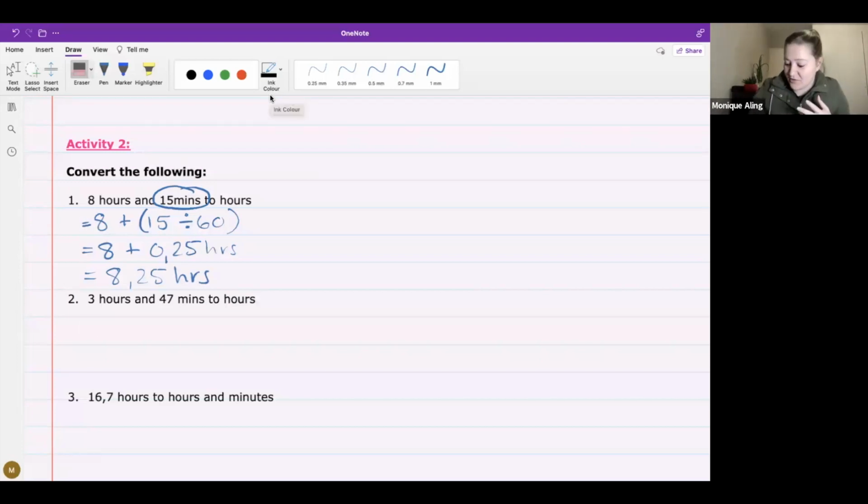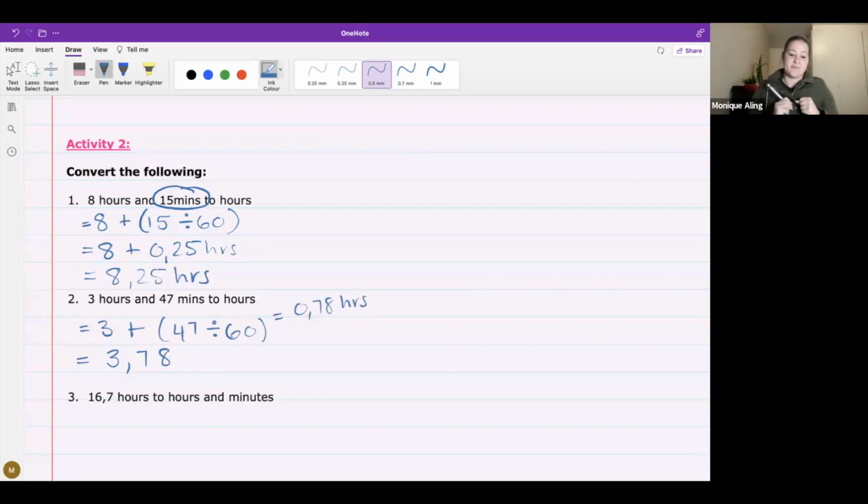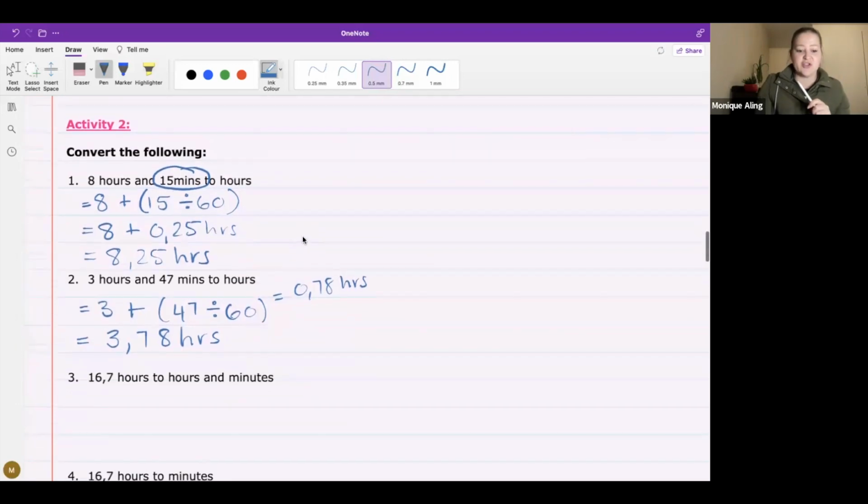Okay, again, we've got 3 whole hours. So I'm going to take my 3 and I'm going to add my 47 minutes, converted to hours. So I divide by 60. So that becomes 3.78. The bracket gives you 0.78. I've just skipped that step. And again, that does not mean it's 3 hours and 78 minutes. Okay, that's now converted all into hours. Nice, Amor. Good. All right, and question 3.